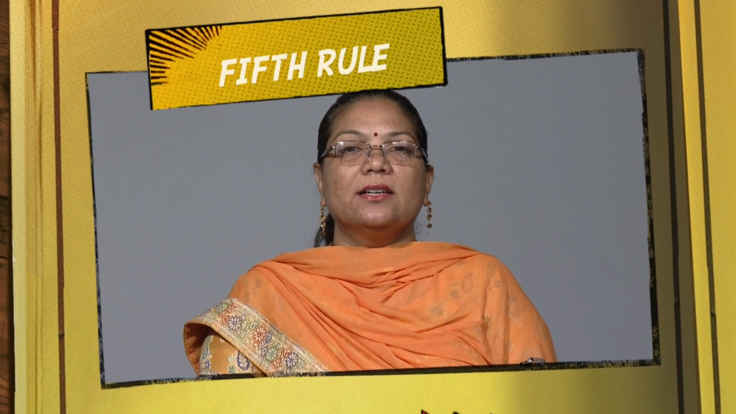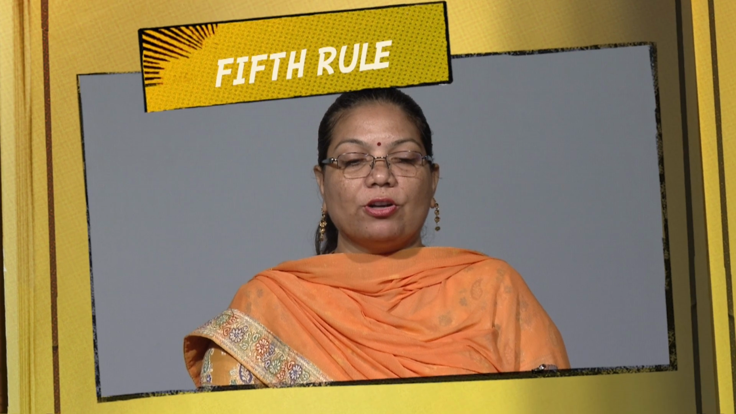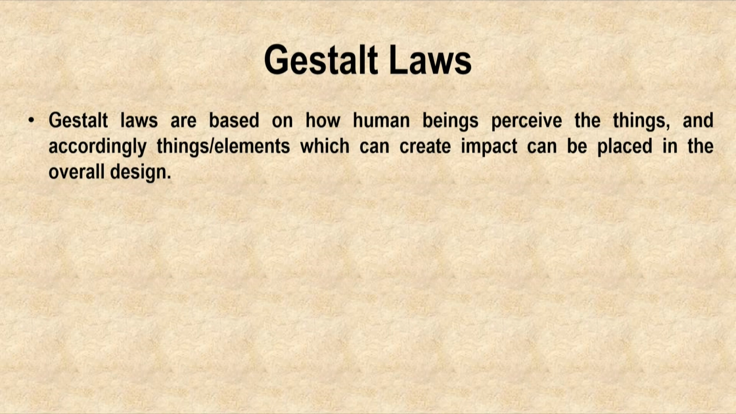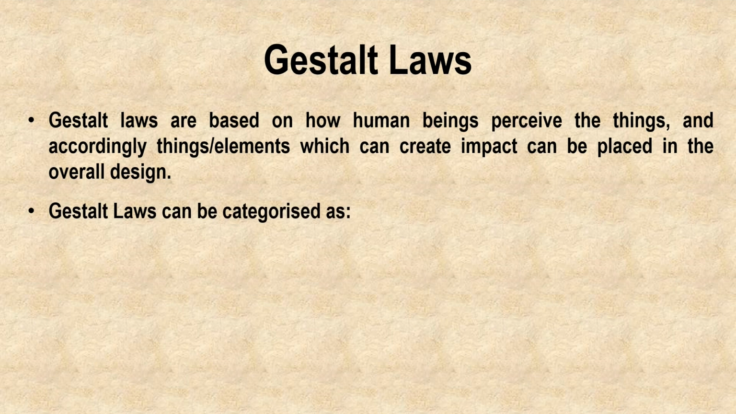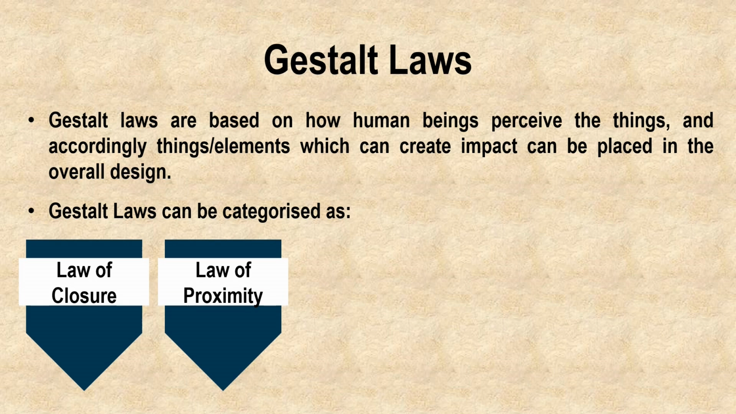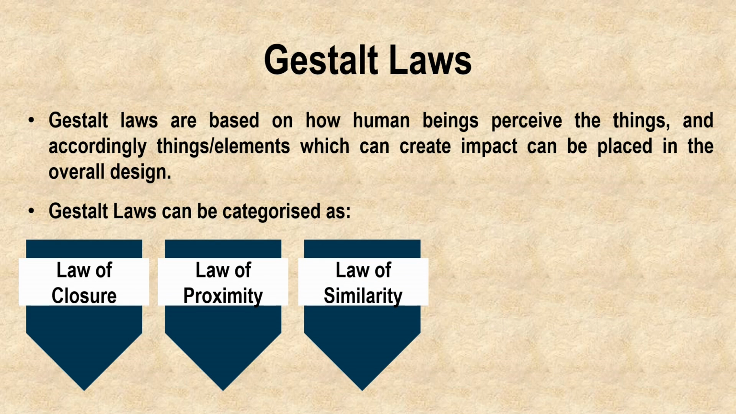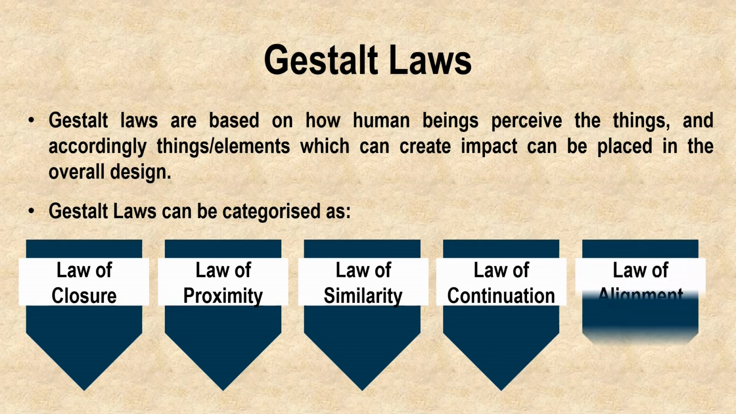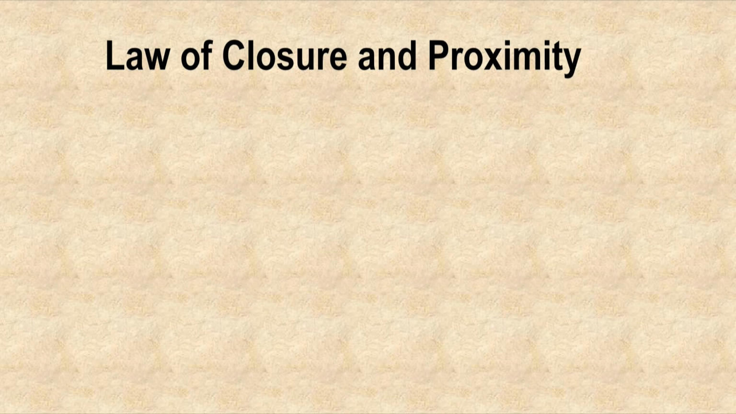The next image composition rule is Gestalt laws. Gestalt laws are based on how human beings perceive things, and accordingly several objects or elements are used for creating a better visual impact, and these can be placed accordingly in the overall design. Generally, Gestalt laws can be categorized as law of closure, law of proximity, law of similarity, law of continuation, and law of alignment.